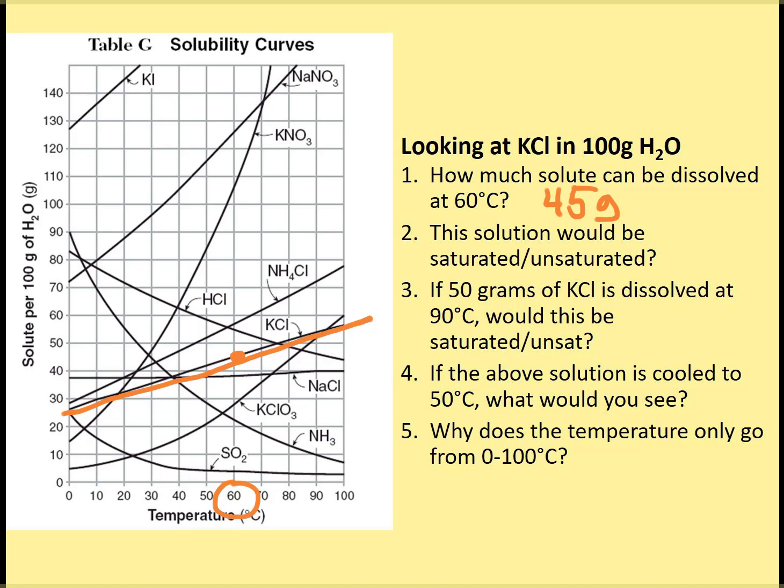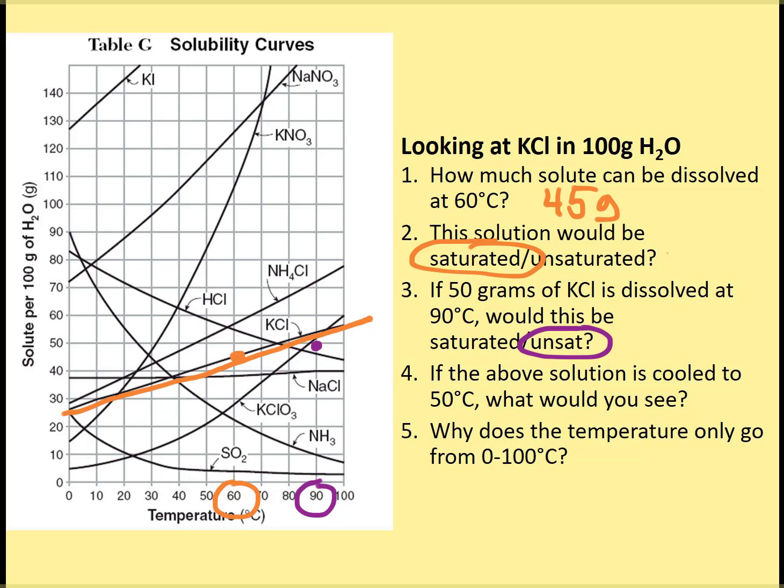And then it says this solution would be saturated or unsaturated. And it looks to me like it's right on the line, so I'm going to say it's saturated. And it says if 50 grams of KCl is dissolved at 90 degrees Celsius, so let's find that point. So 90 degrees Celsius, and we have 50 grams. So we're just right under the line, like right there. It says, would this be saturated or unsaturated? It would be unsaturated because it's under the line.